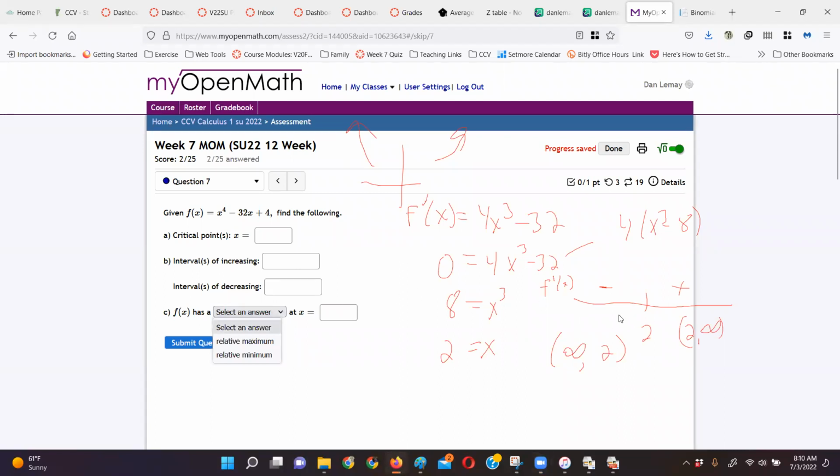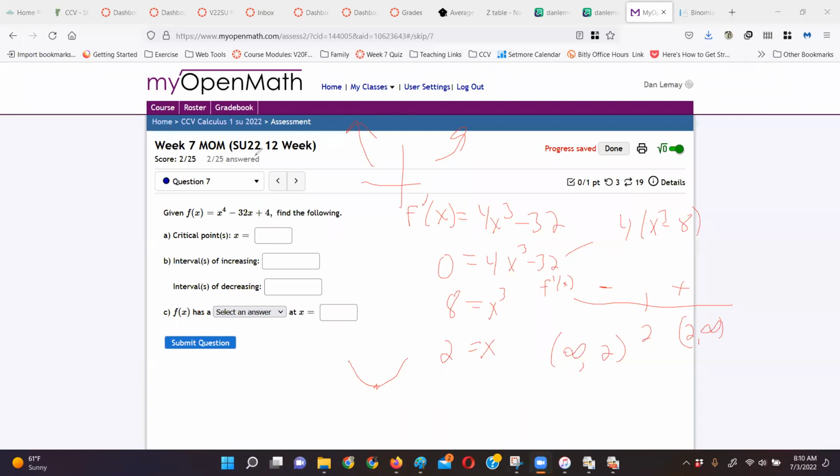Because the derivative is changing from negative to positive, or the function is changing from decreasing to increasing at x equals 2, that means it's a minimum. We know it's going to bottom out there at 2. Whatever else it does, we know it turns. It's a turning point there, and it's a minimum value.